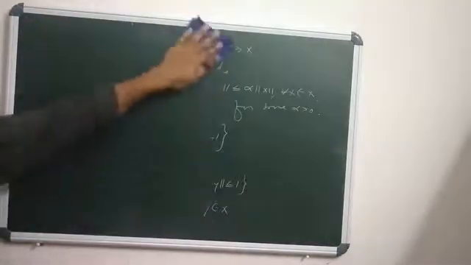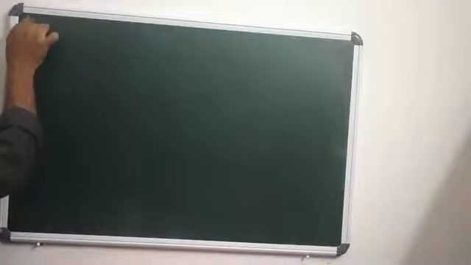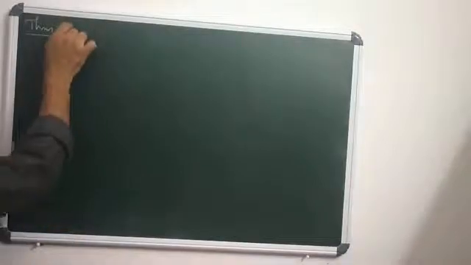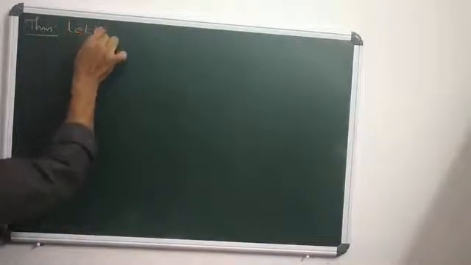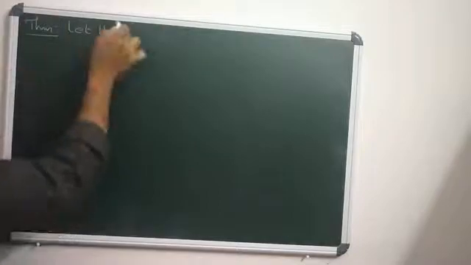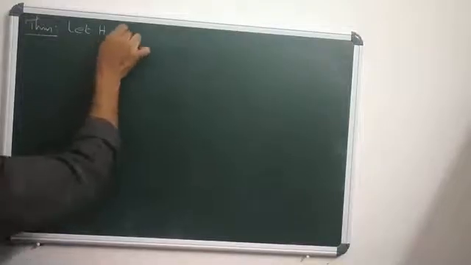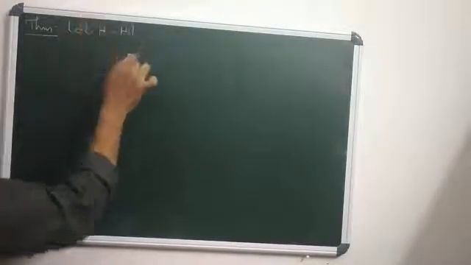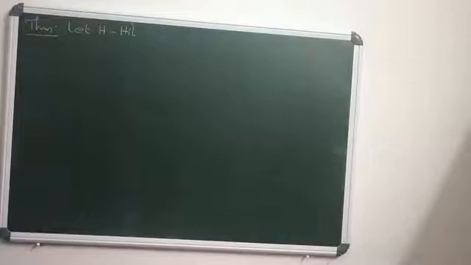Okay. Now let us discuss an important result. The theorem says: let H be a Hilbert space. A Hilbert space means a complete inner product space. A complete normed linear space is a Banach space, while a Hilbert space means a complete inner product space. Okay.